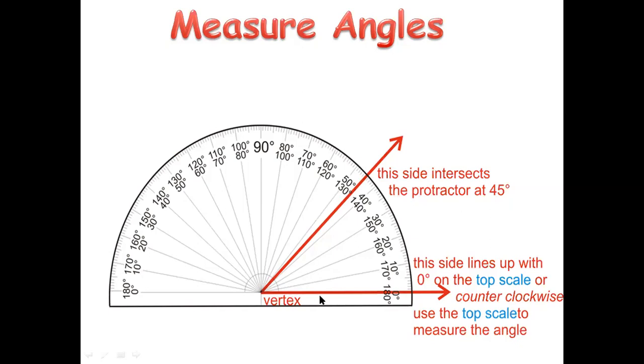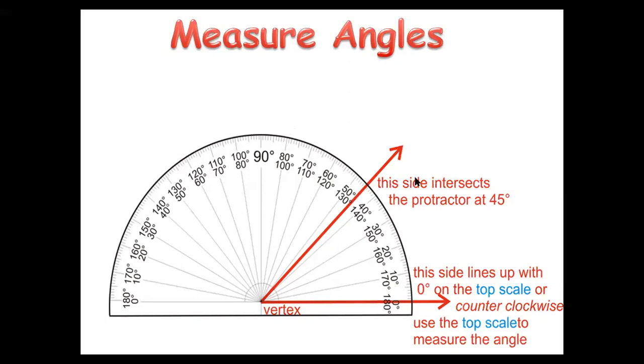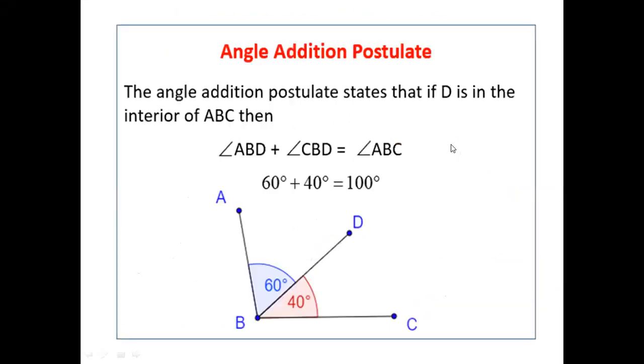So this is how you measure angles. The most important step is you need to place the center of the protractor right at the vertex here, and then one arm straight to 0, and then read the number which the other arm is pointing to. Okay, now let's move on and check what this has to do with adding angles.